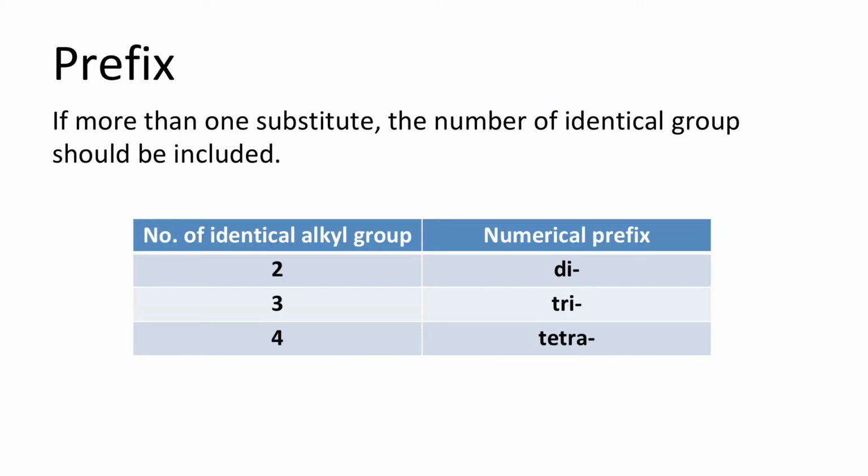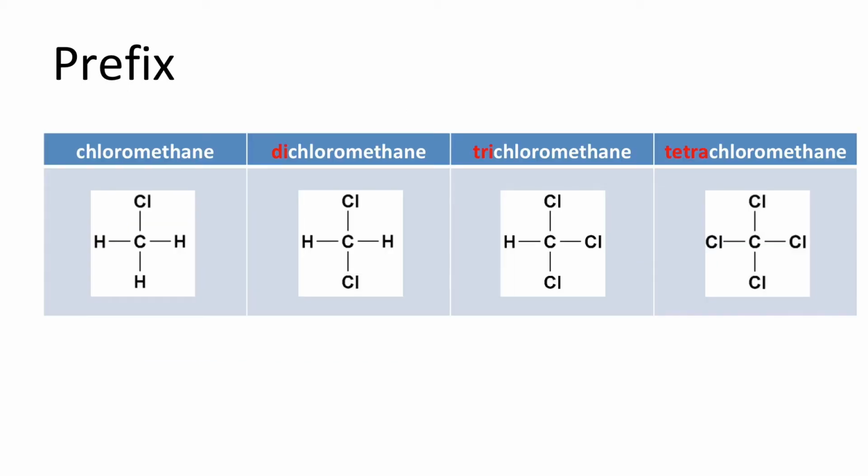If we got the same substitutes, more than one in the molecule, then we need to label the number. For example, if there are 2 identical substitutes, we use di. If there are 3, then we will use tri. If there are 4, we use tetra. Here shows if there is 1 chlorine, we call it chloromethane. If there are 2, we call it dichloromethane, and so on and so on.